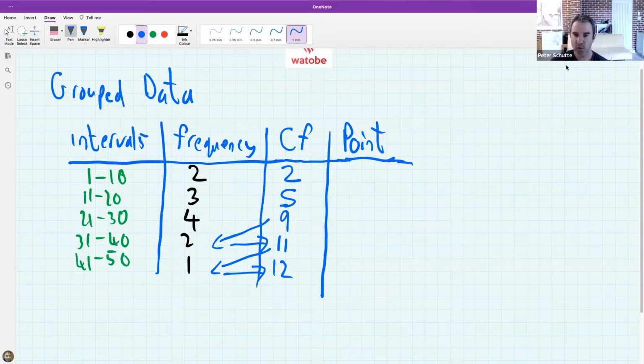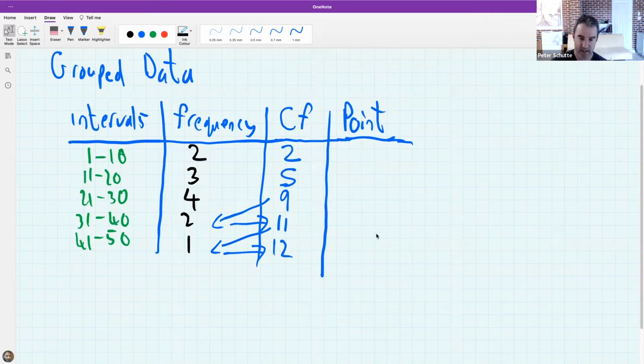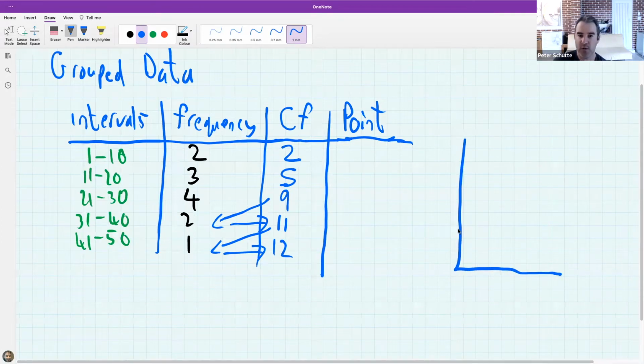Okay, so now when we draw the graph, and we're going to do this in a moment, when we plot an ogive, it has not the frequency on the vertical axis, it has the cumulative frequency. That's why we're calculating the cumulative frequency, because the ogive, which we're going to draw, is a graph that has the cumulative frequency on the vertical axis.